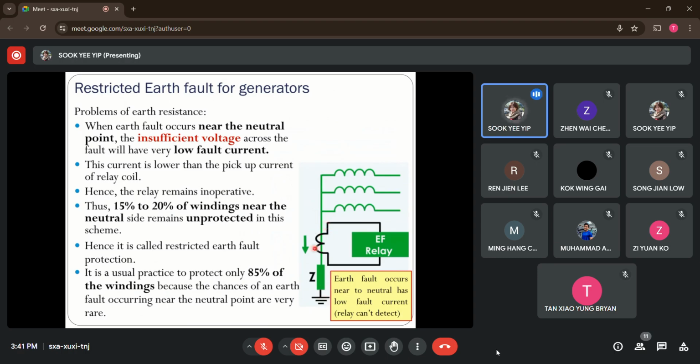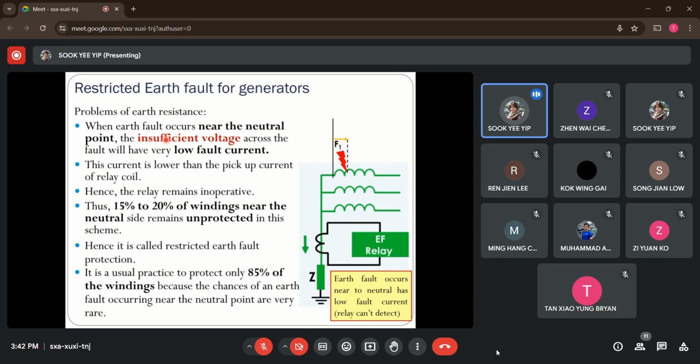In order to detect earth faults, we need to measure the current. So we use the current transformer and the reading is sent to the earth fault relay. What happens if an earth fault occurs on the stator winding near the neutral point, indicated by F1? In this situation, the phase voltage across due to this fault will be very small.